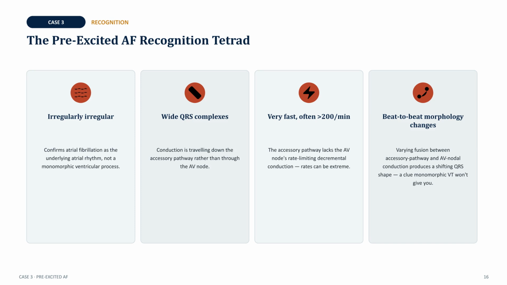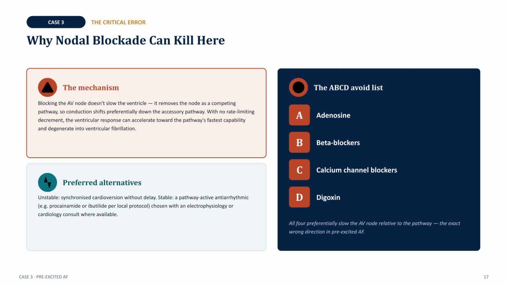Remember the tetrad: an irregular rhythm, wide complexes, extreme rates, and shifting morphology. These features differentiate it from monomorphic ventricular tachycardia, which is typically regular. The most dangerous mistake here is administering nodal blocking agents like adenosine, beta blockers, calcium channel blockers, or digoxin.